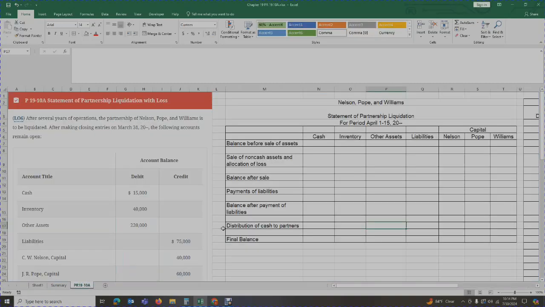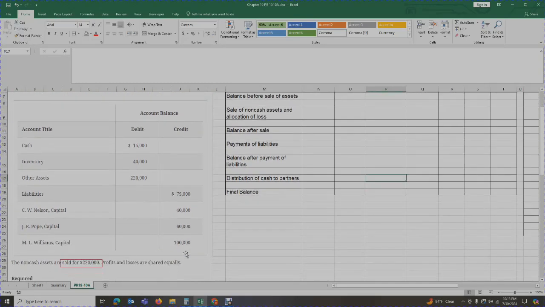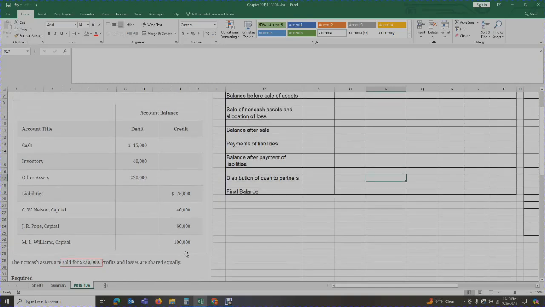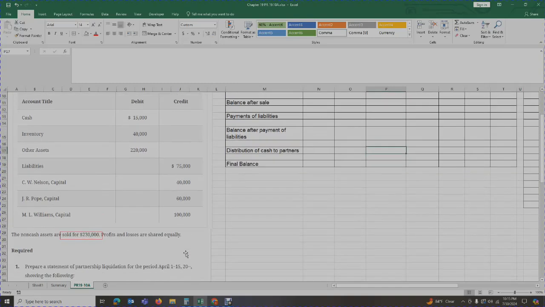Let's see what data we have. It says after several years of operations, the partnership of Nelson, Pope, and Williams is to be liquidated. After making closing entries on March the 31st, the following accounts remain open. And remember, the accounts that remain open are our permanent accounts. All of our temporary accounts are closed at the end of the period. So these are the permanent accounts that we have for this particular partnership. Okay, it says here that the non-cash assets are sold for $230,000. Profits and losses are shared equally.